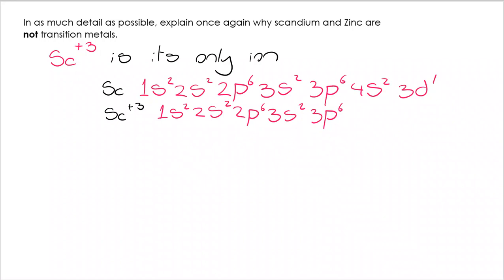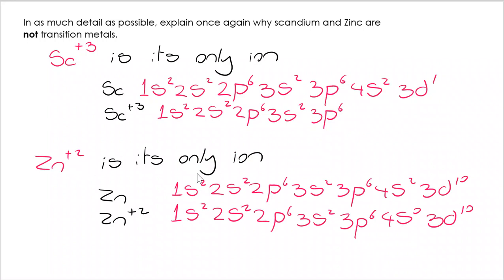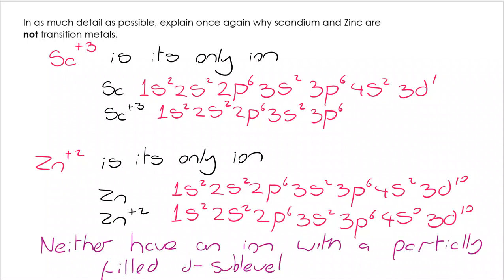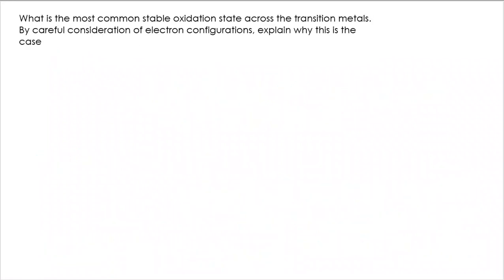If I do the same with zinc, Zn2+ is its only ion, so my 4s electrons are lost. I end up with 1s2, 2s2, 2p6, 3s2, 3p6, 4s0, 3d10. And that means that both of these do not have an ion with a partially filled d sublevel. By following the definition, they are not transition metals. They're also not going to form compounds with colour, and the reasons why are discussed in the previous video on colorimetry. Got one final question in this video.